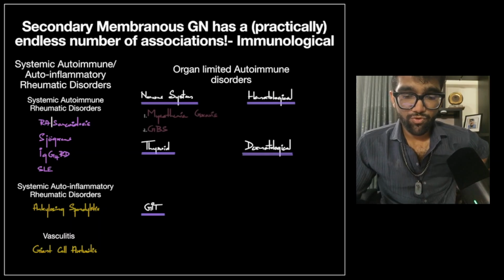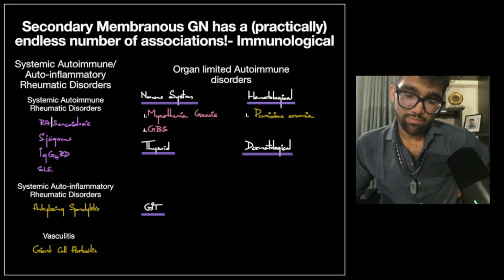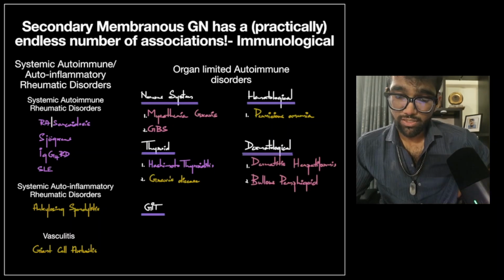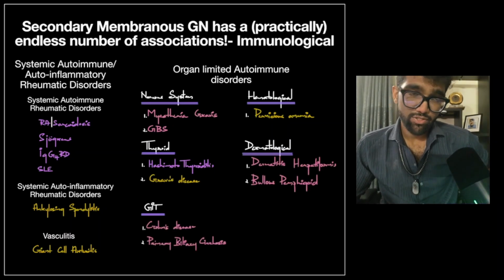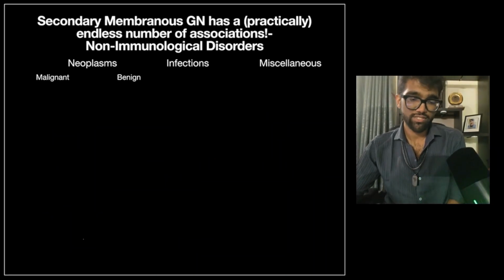What has been described in Harrison is, for nervous system, myasthenia gravis and Guillain-Barré syndrome. For hematological, it is pernicious anemia. For thyroid, it is Hashimoto thyroiditis and Graves' disease. Dermatological, it is dermatitis herpetiformis and bullous pemphigoid. And for GIT, it is Crohn's and primary biliary cholangitis. And I really hope people don't ask you these questions because it's just an association. It's not really causation.